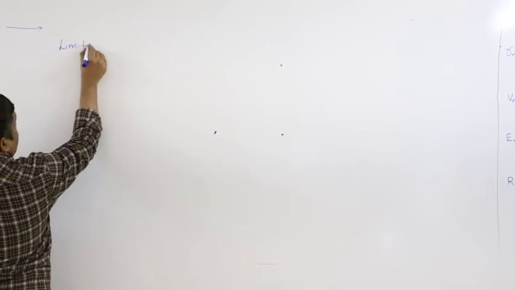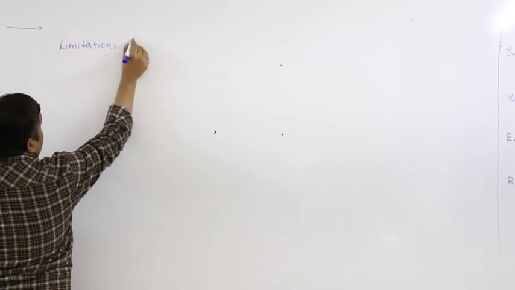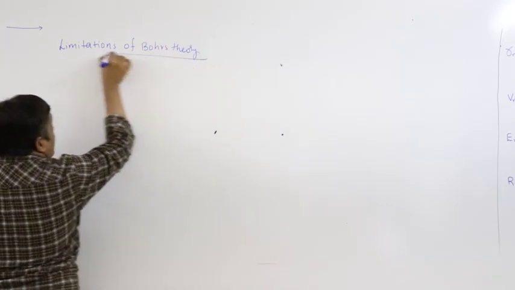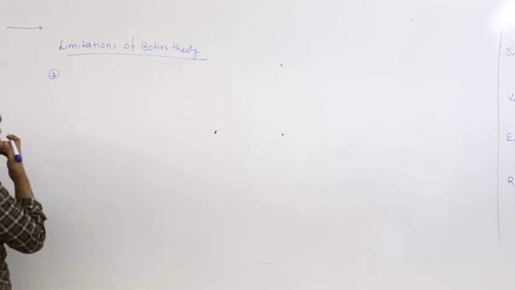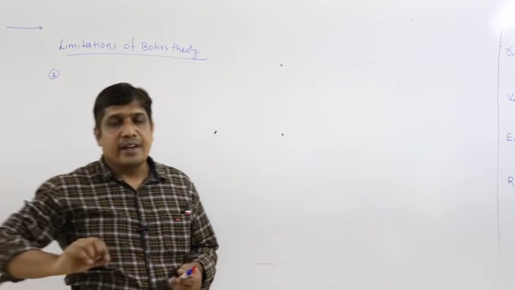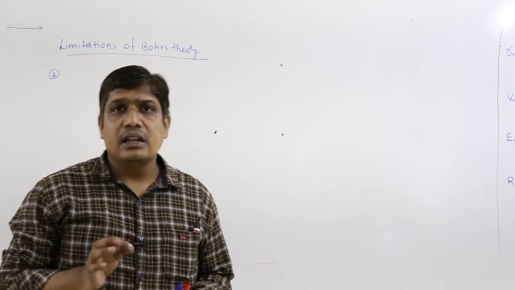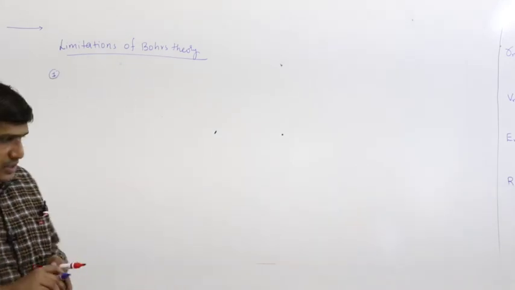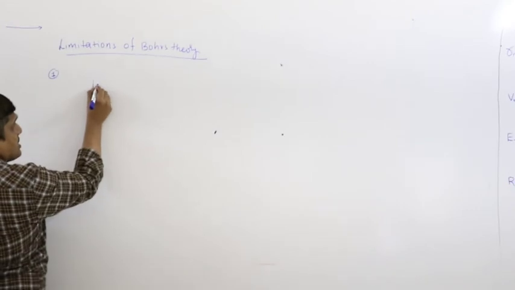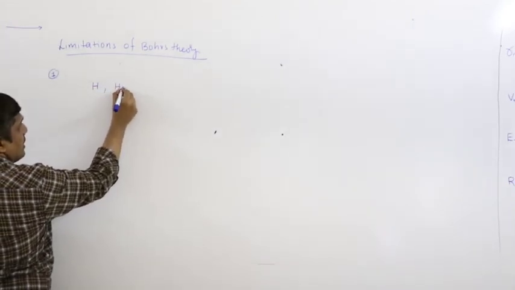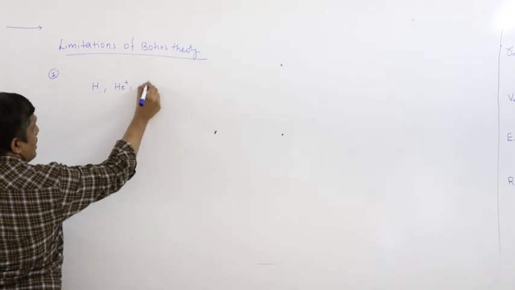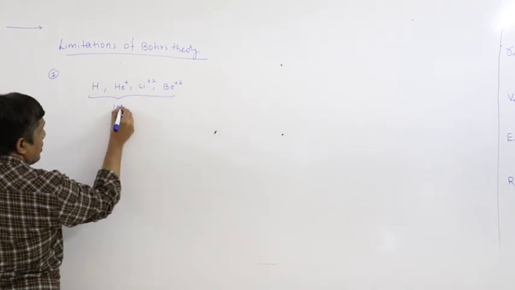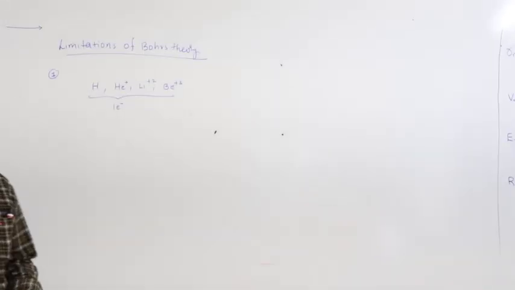So the next part is limitations of Bohr's theory. The first one, Bohr's theory was able to explain the spectrum of single electron species, single electron systems. What is single electron system? The atoms or ions containing one electron, like hydrogen, helium plus, Li plus 2, Be plus 3. They all contain only one electron, so they are called single electron species.